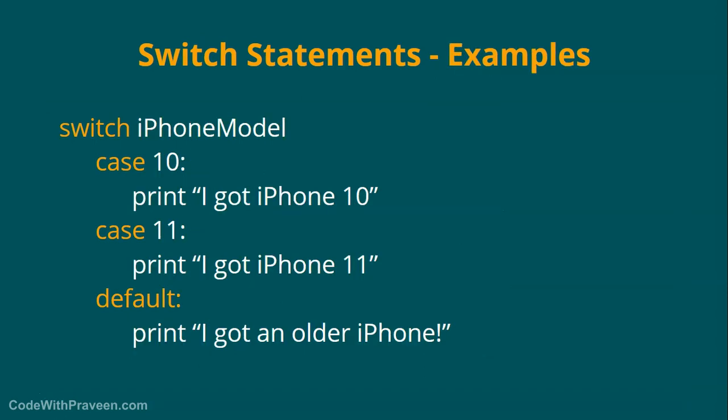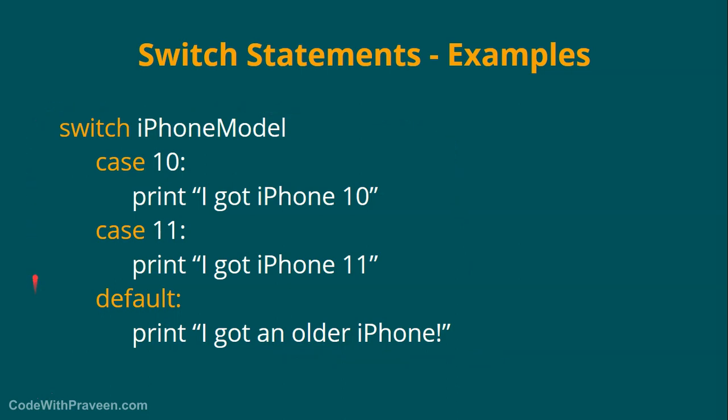Now going back to our iPhone model examples, let's see how it is represented in case of switch statements. Here we have the iPhone model as a variable name. Then we have multiple case statements with the value we are checking. So in case of value 10, we print iPhone 10. In case of value 11, we print iPhone 11, and so on. Suppose if none of these conditions get satisfied, then we have the default clause which prints I've got an older iPhone.